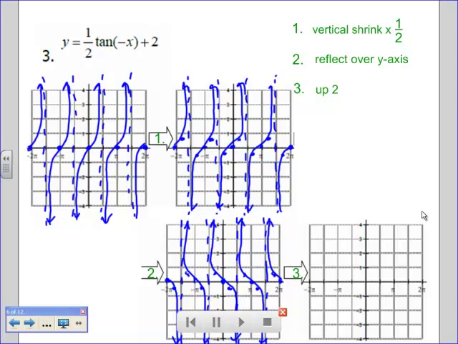The final piece of the graph is to move up 2. If you've got a vertical asymptote and you move it up, it's going to stay in the same spot. So again, our vertical asymptotes stay in the same spots that they've been, at all those odd integers of pi over 2.